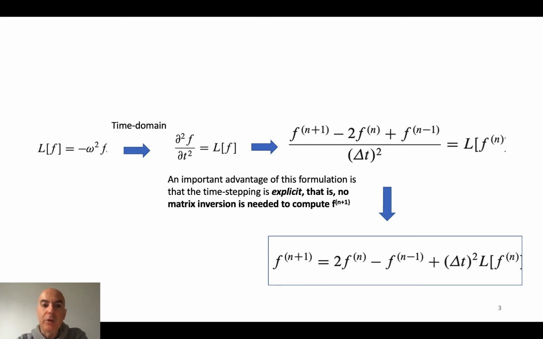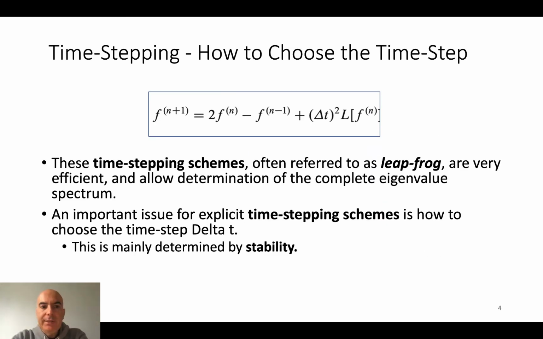That means that no matrix inversion is needed to compute f at time n plus 1. As you can see here, what we need is just the values of our function at the current time step n and the previous time step, that is n minus 1. So these time stepping schemes are often referred to as leapfrog. They're very efficient because they just require the values from the previous time steps and allow the determination of the complete eigenvalue spectrum. An important issue for explicit time stepping schemes is how to choose the time step delta t.